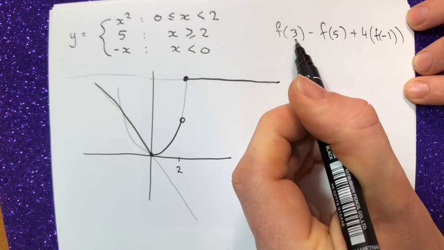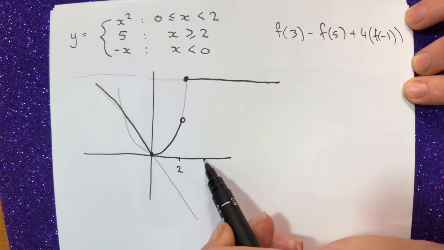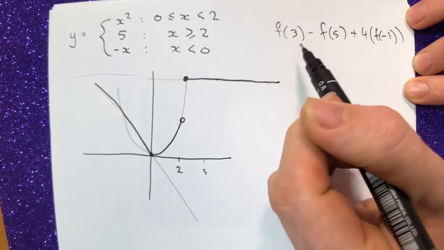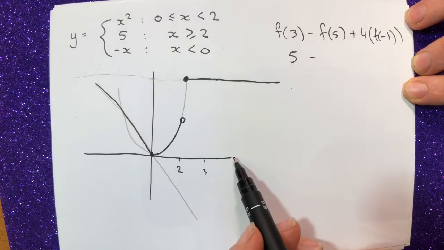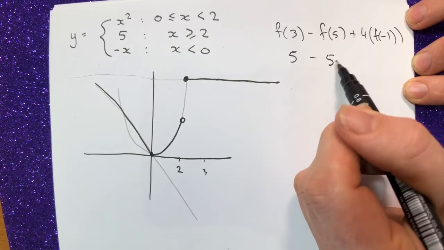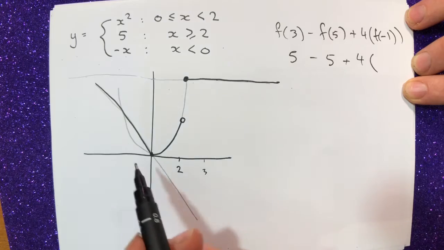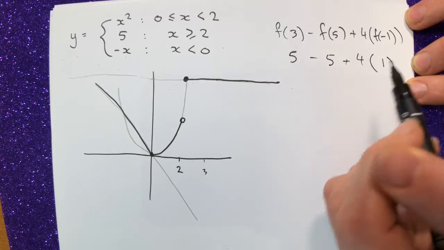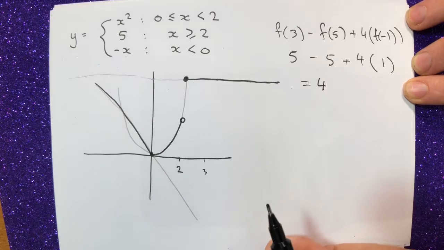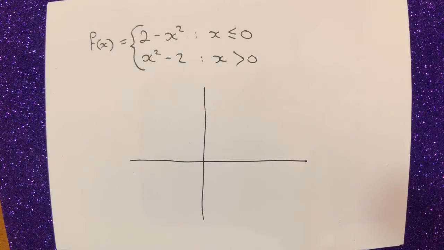And then all you need to do is the function value at 3, well, that's going to be part of the 5 function. The function value at 5 is also part of the 5 function. Function value at negative 1 is part of the straight line. The value of that is 1. Pause the video and give this one a go.